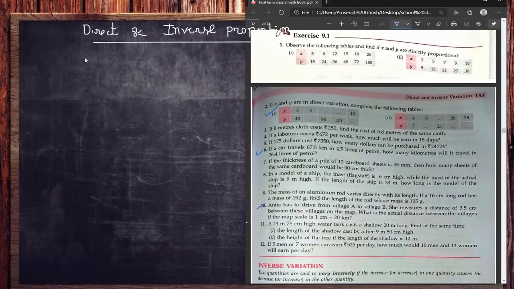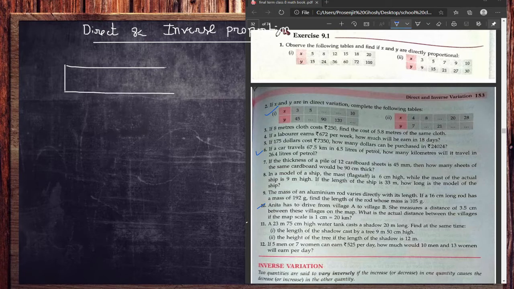Alright, so here we have exercise 9.1. In number 2, you can see that a data table is given to you. That is, each of these is given in a data arrangement. So the first data is given, that is 3 by 45. Acha, it is written over here that it is direct variation.